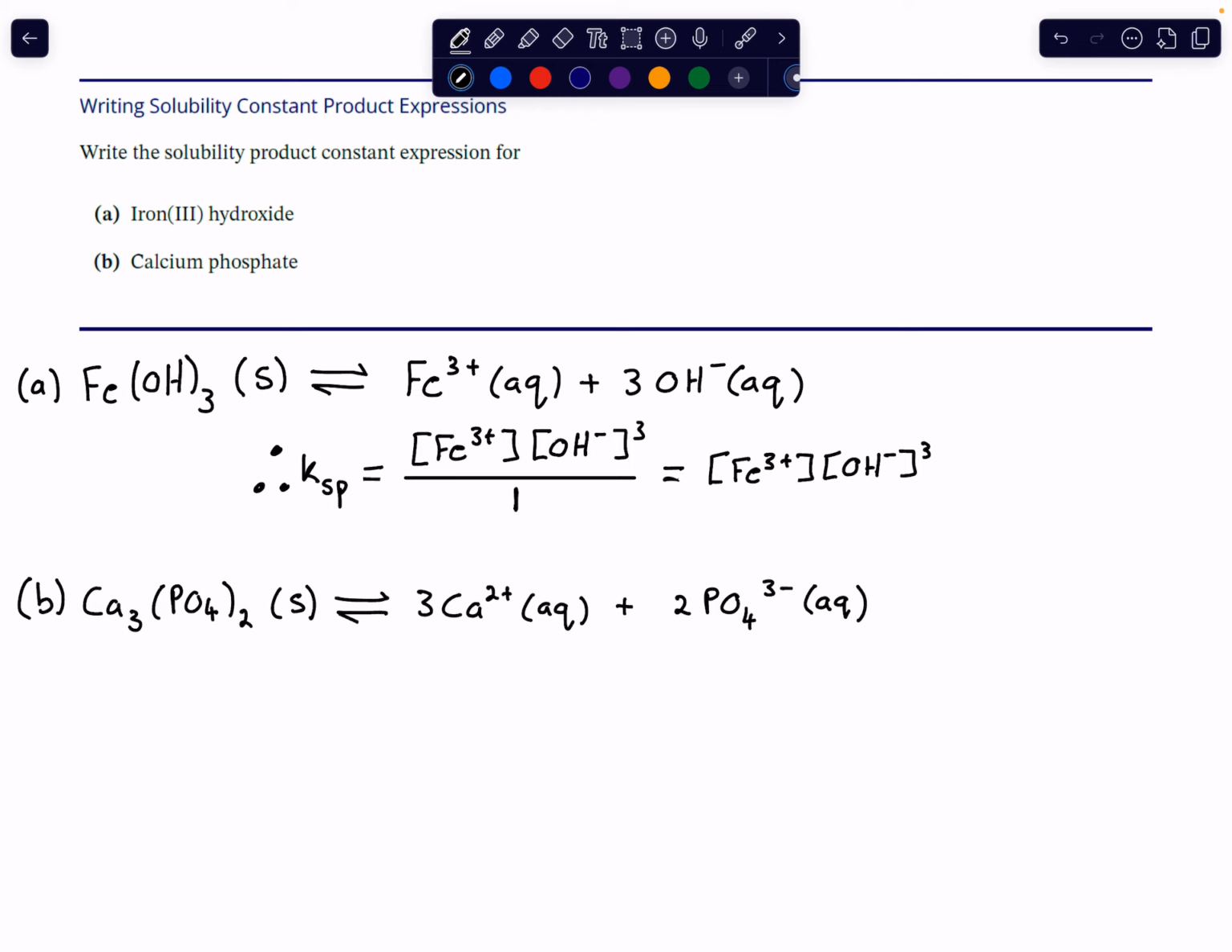And like we did at the top, we can write its KSP, solubility constant product, and that's going to be the products over the reactants. I'm not going to do the one thing again because you can see it's just a solid, so we can skip ahead to what it has to be. Only things that have concentration, so that's the calcium ions, and remember its stoichiometric coefficient, and PO4 3 minus, and there's 2 of them, so that's its stoichiometric coefficient. That's the important part.